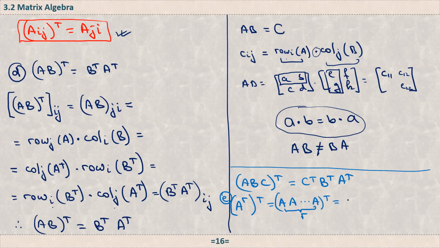Using the earlier property, that's equal to A transpose, of course writing this in reverse order, times A transpose, dot, dot, dot, A transpose. How many A transposes do we have? R, because we have R A's. And again, by the definition, we have one matrix, another matrix, all the same, multiplied by itself R times. So I can just write it as A transpose to the power of R.